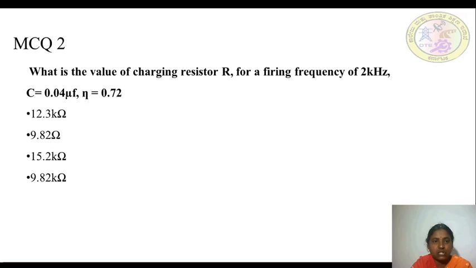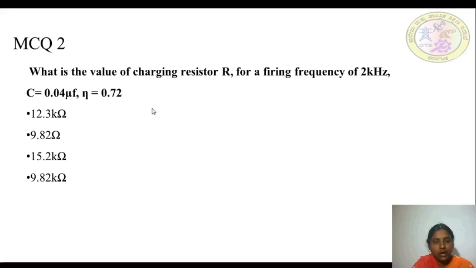The next question is, what is the value of charging resistor R for a firing frequency of 2 kHz with a capacitor of 0.04 microfarad and an eta value of 0.72? The options are 12.3 kilo ohm, 9.82 ohms, 15.2 kilo ohms, and 9.82 kilo ohms.